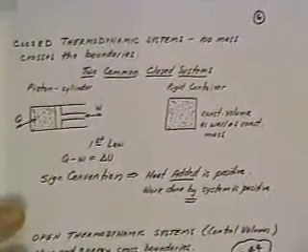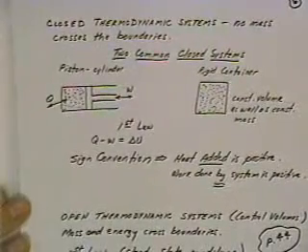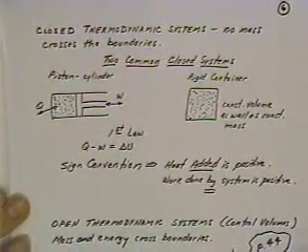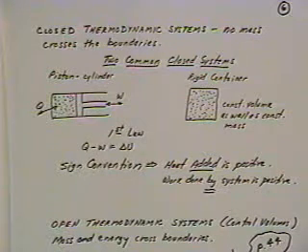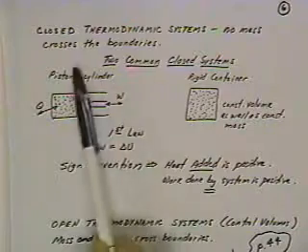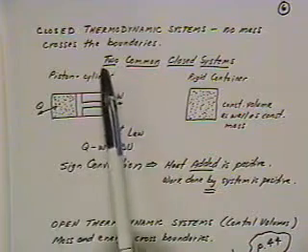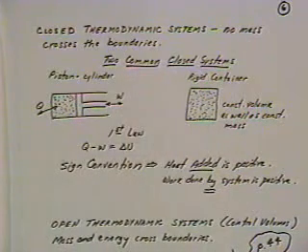Okay, so let's now move into, we're on page 6 of the notes, the closed thermodynamic systems. The definition of a closed thermodynamic system is that no mass crosses the boundaries of the system. So in other words, mass is constant. You will very likely encounter 2 very common closed systems when you're working straight first law type problems.